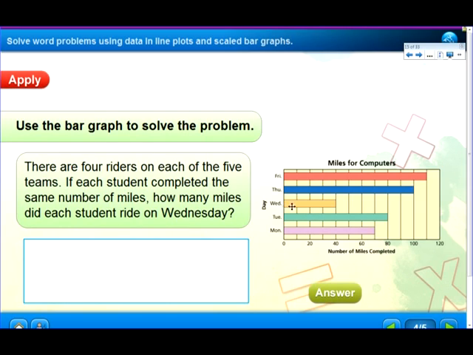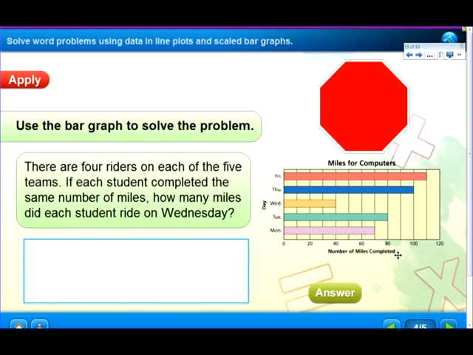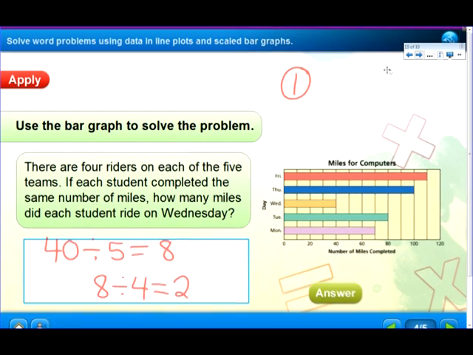So if we look at Wednesday, there's 1, 2, 3, 4, 40, the number of miles completed. I want you to stop, see if you can figure out this answer, and then let's figure it out together. We have 40 as the number of miles completed, and we see that there were 5 teams on Wednesday, and they all completed 40 miles. So how many did each of them complete?